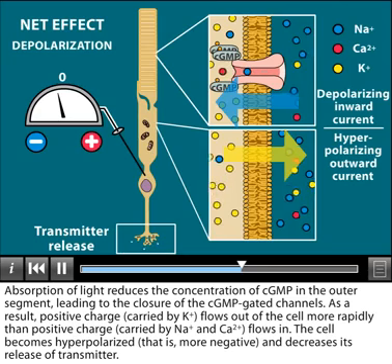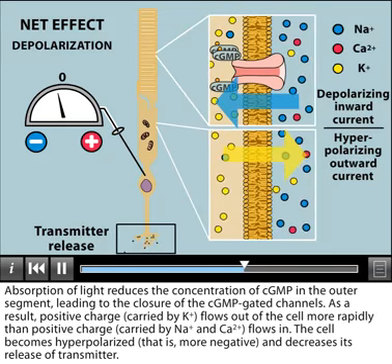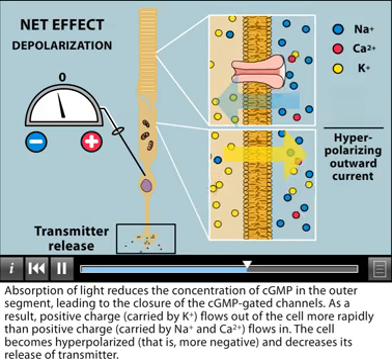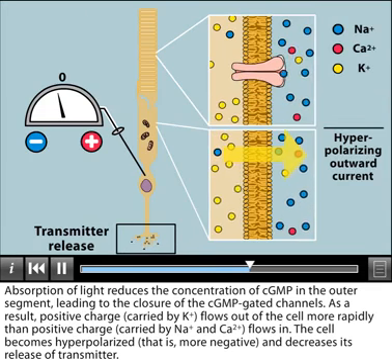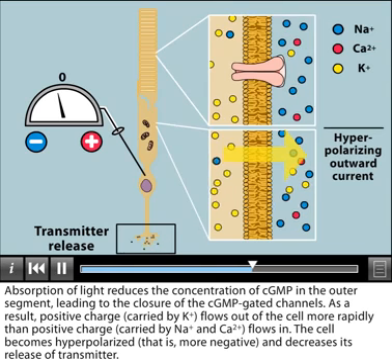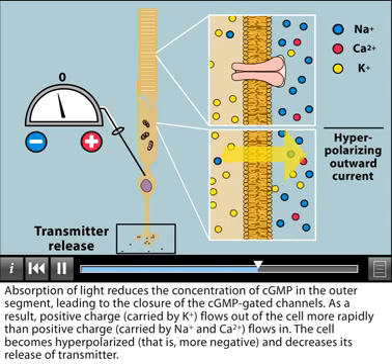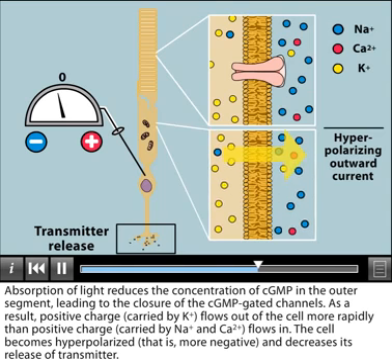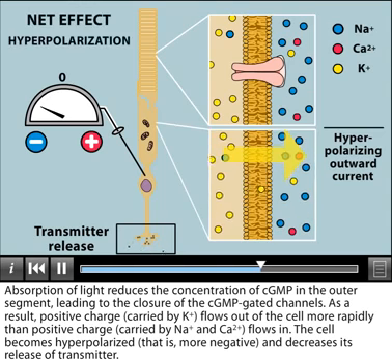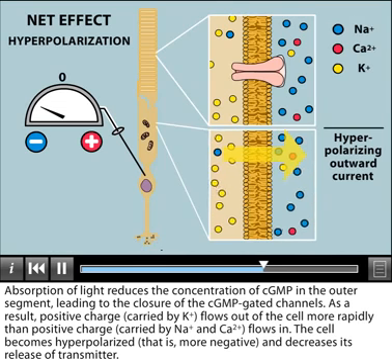Absorption of light reduces the concentration of cyclic GMP in the outer segment, leading to the closure of the cyclic GMP-gated channels. As a result, positive charge carried by potassium ions flows out of the cell more rapidly than positive charge carried by sodium and calcium ions flows in. The cell becomes hyperpolarized, that is, more negative, and decreases its release of transmitter.